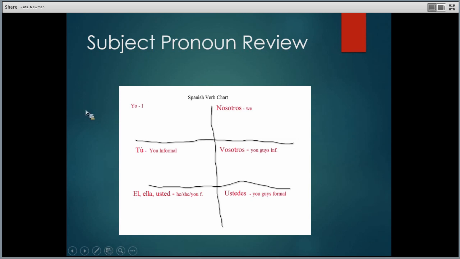These are the different people that could potentially be speaking or we're talking about in a sentence, right? They could be the subject of that sentence. Okay, remember pronoun just stands for replacing someone's name. So this is just in place of saying people's names. So we have yo, tú, él, ella, usted, nosotros, vosotros, ustedes, and also ellos and ellas fit in here.